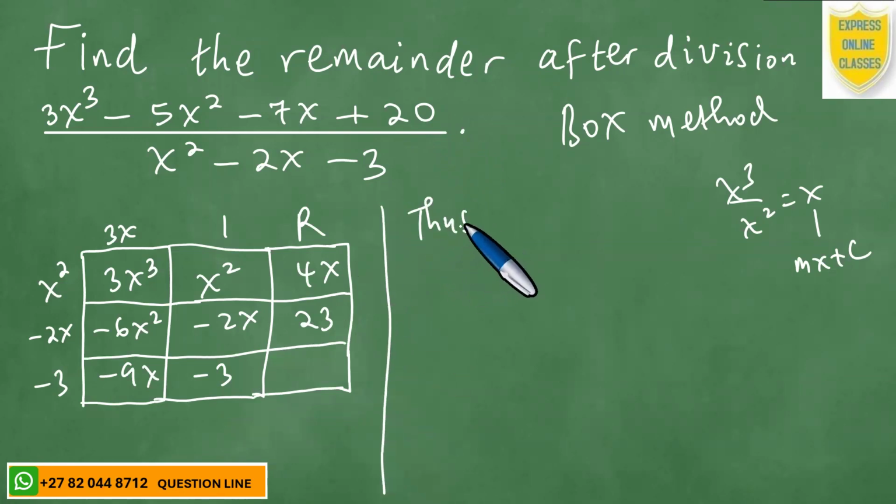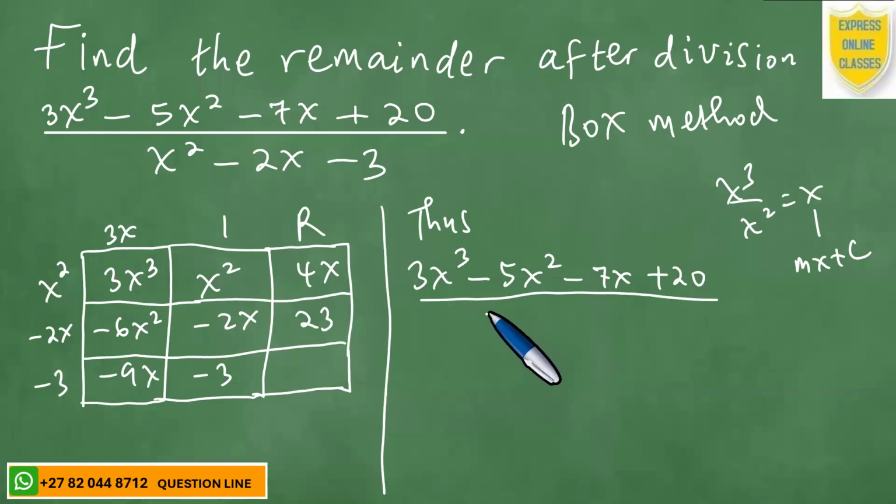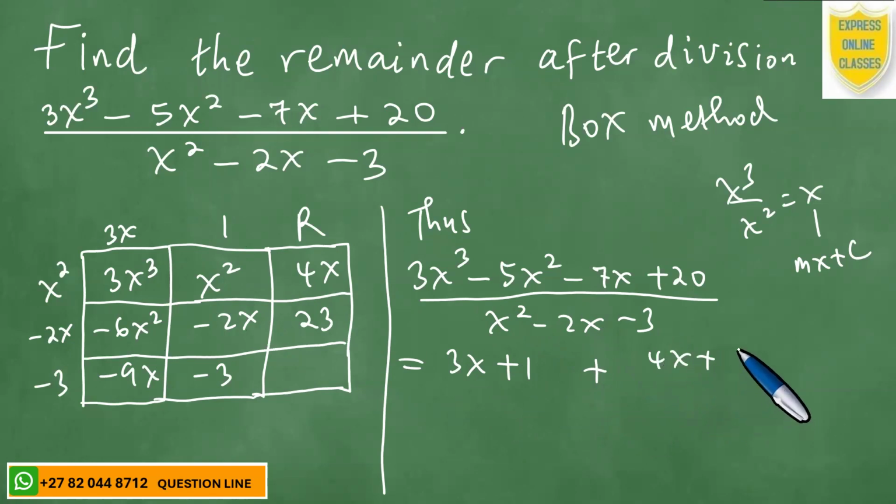Thus, it means that whenever you have 3x cubed minus 5x squared minus 7x plus 20, all divided by x squared minus 2x minus 3, it gives us the quotient. The quotient is what sits at the top here, which is 3x plus 1. The remainder is 4x plus 23, all divided by x squared minus 2x minus 3.